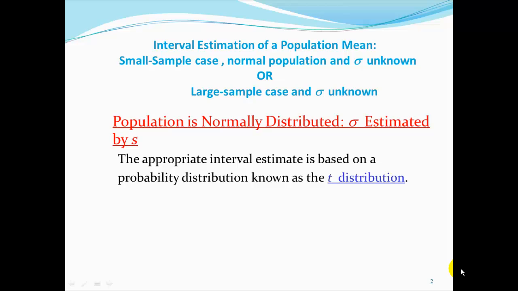Even though our populations in both of these cases are assumed to be normally distributed, we are now estimating sigma using S, our sample standard deviation. Therefore, we will now use the appropriate interval estimate formula, which is based upon the t-distribution in order to construct our confidence intervals.